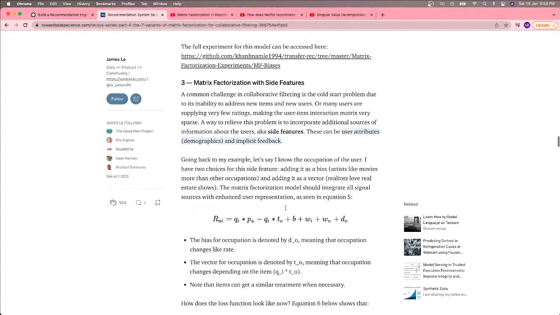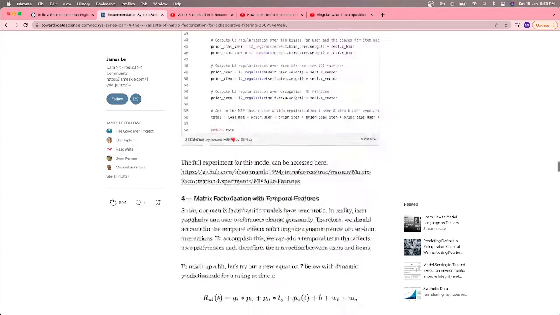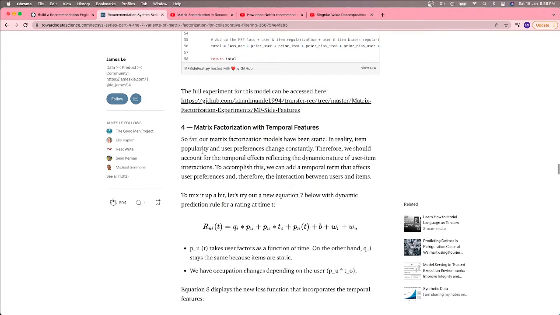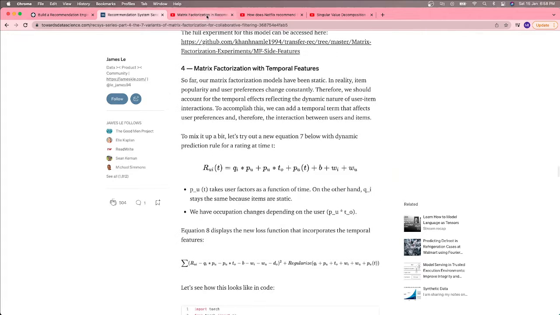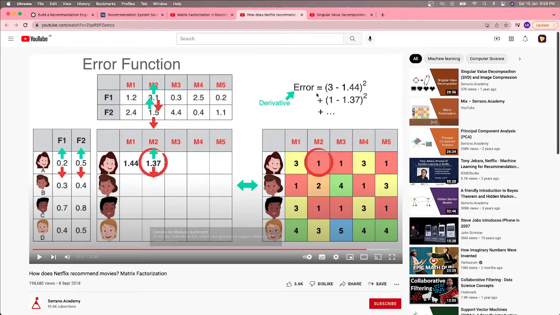One could be side features. This is incorporating domain knowledge, such as demographics, as variables. That is also something we can do for the recommendation system. Then there are temporal features; we can add a time bias as well. So this is how we do it: we initialize randomly, calculate the error, then apply regularization and get those variables. This again conveys a similar idea.